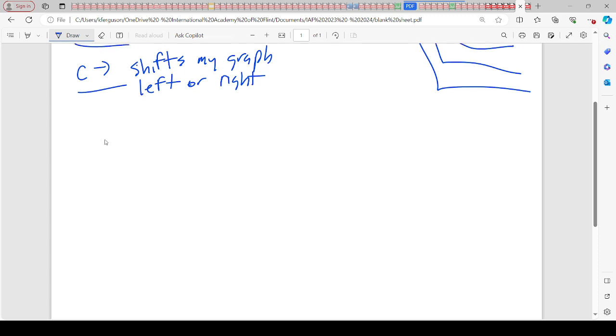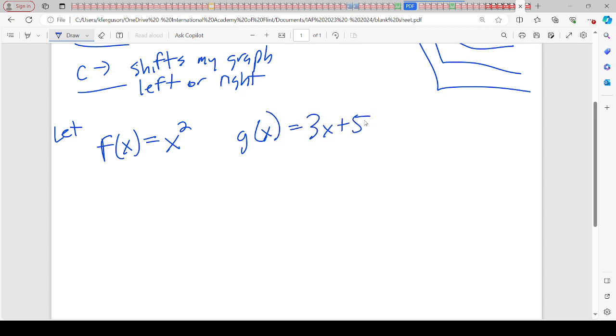Now, last is the composition of functions. So we're going to let f of x equal x squared. And we're going to let g of x equal 3x plus 5. So I want you to find f of g of x. So what does that mean? Well, that means I start with g of x. Well, g of x is easy. It's 3x plus 5. So I'm going to put 3x plus 5 in here for my answer. So now I've got f of 3x plus 5.